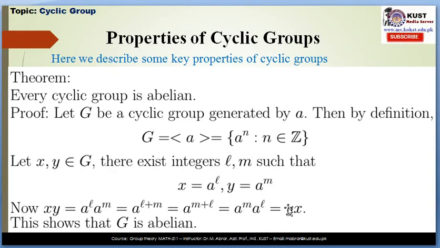So we started from xy. After these steps we get yx, so these x and y were two arbitrary elements from G. So in that sense we can say this G is an abelian group. So the conclusion is, if we take any cyclic group, then it becomes abelian.